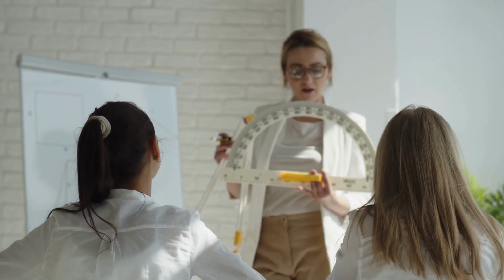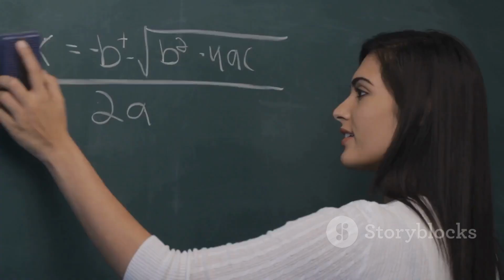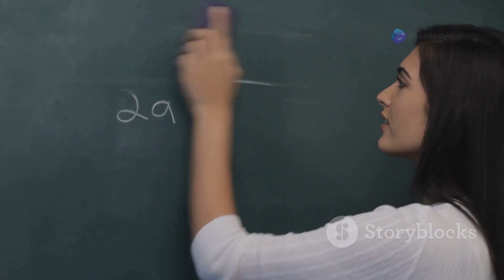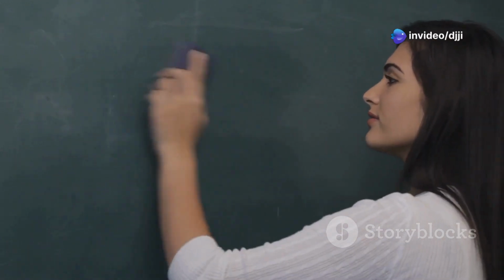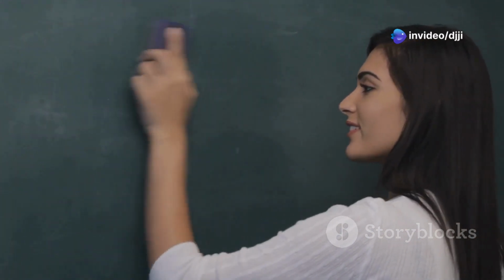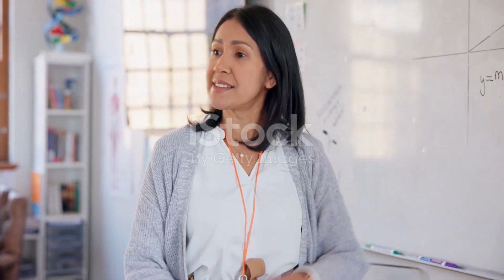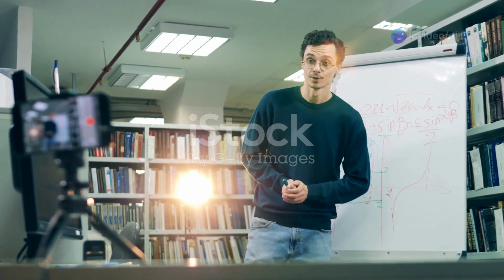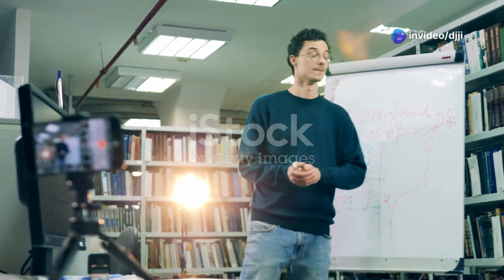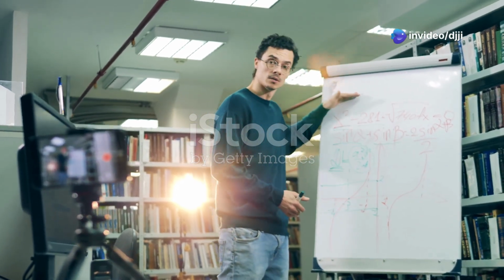Trapezoids have one pair of parallel sides called bases. The perimeter is the sum of all 4 sides. Perimeter equals A plus B1 plus C plus B2. The area is half the sum of the bases multiplied by the height. Area equals 1/2 times the sum of B1 and B2 times H. By understanding the properties of each quadrilateral, we can easily calculate their perimeter and area using specific formulas.